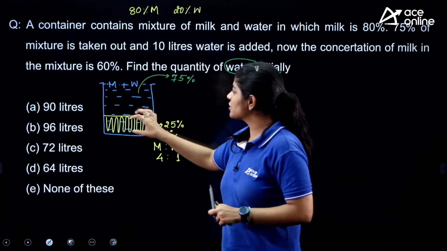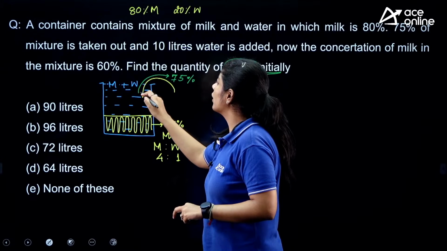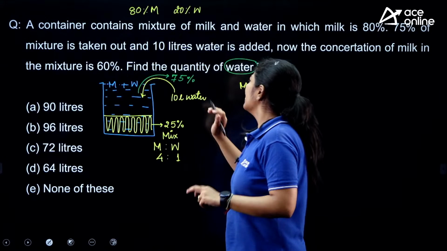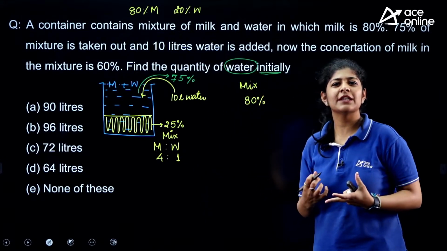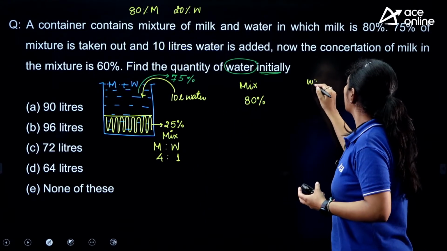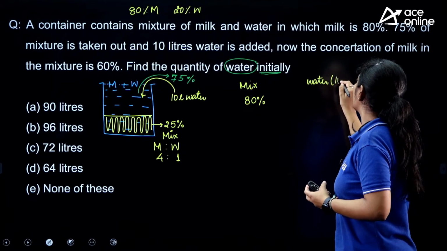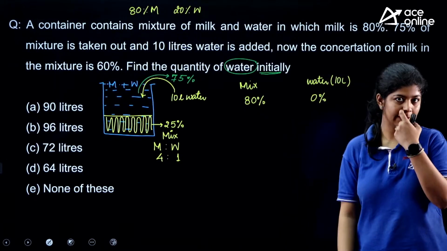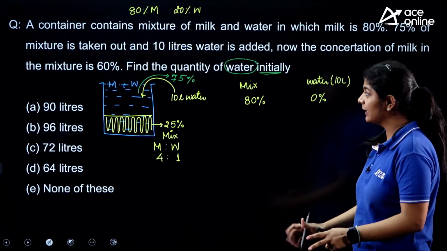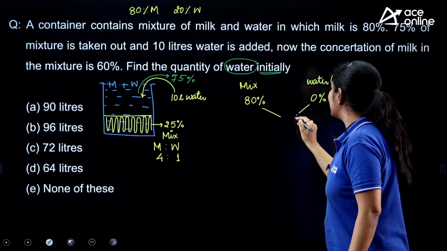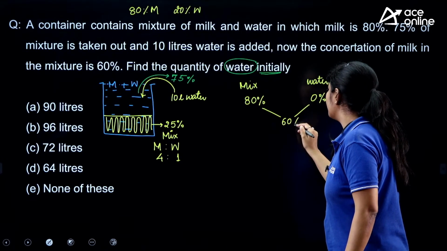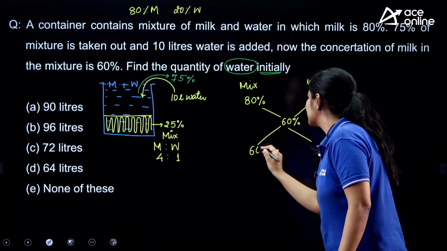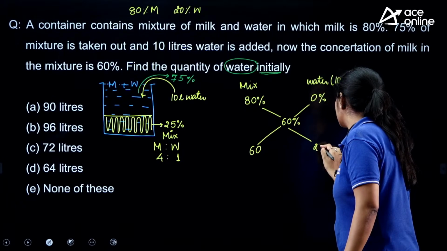Now, in this mixture, I am just adding 10 liters of water only, right? In water, do we have any percentage of milk? No. The 10 liters of water that I am adding has 0% of milk. Because of this mixing, ultimately in the resultant I am getting 60% of milk. That means I can put alligations. So here I am getting 60 and here I am getting 20, right?